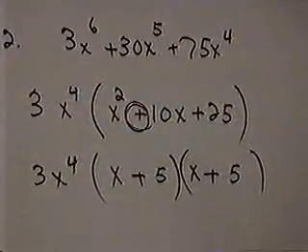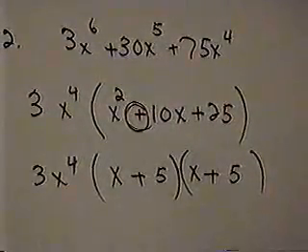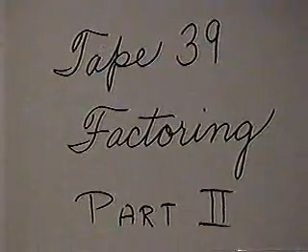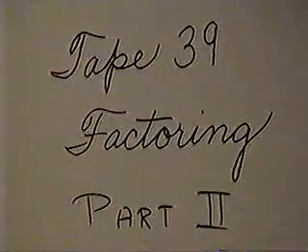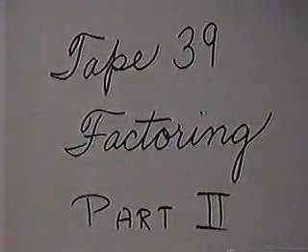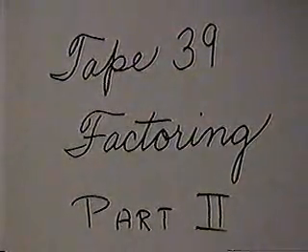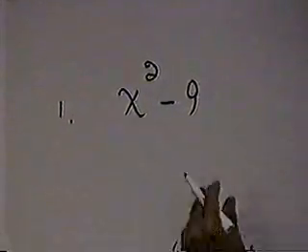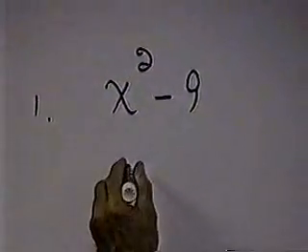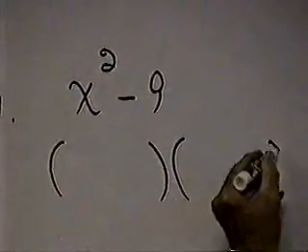All right, let's continue on with some more examples of factoring. All right, we're looking at the second part of tape 39. Just a bunch more examples and a few more difficult ones. So let's look at it. The number 1 of part 2 is x squared minus 9. Right? So we look for common factor. No. Then we look for the FOIL method.